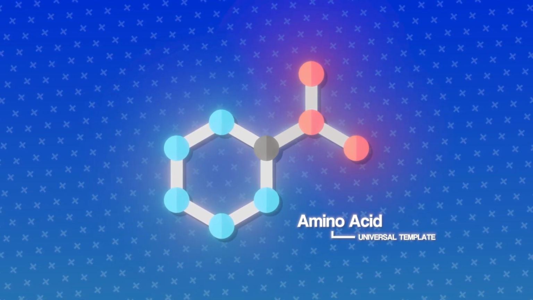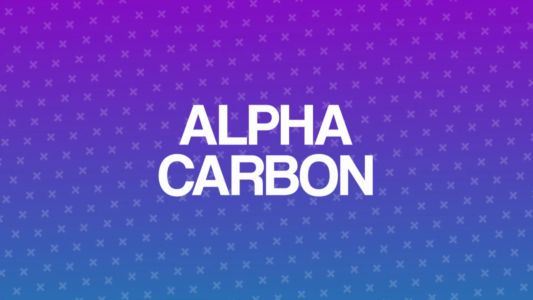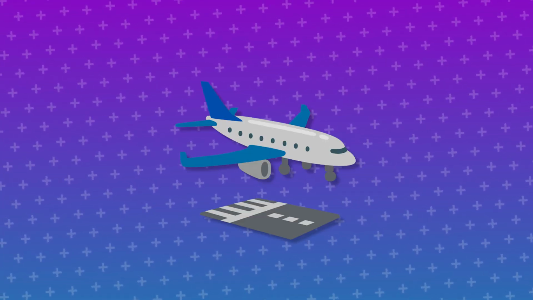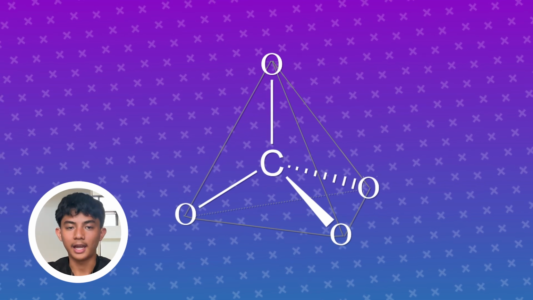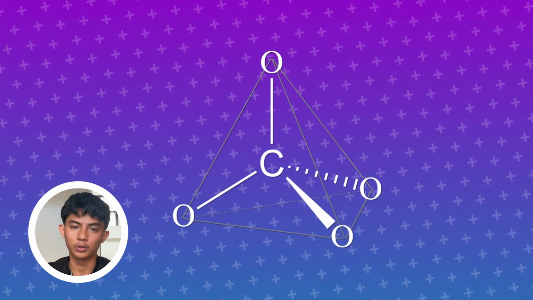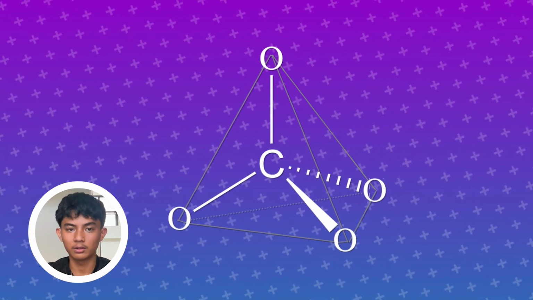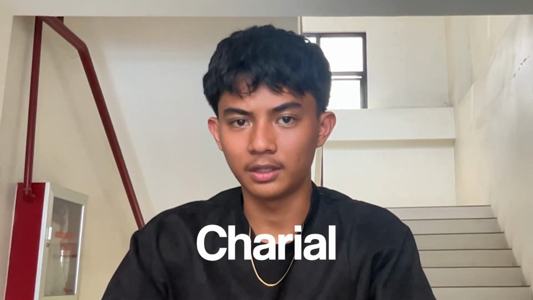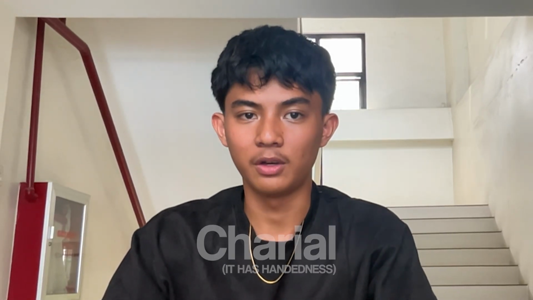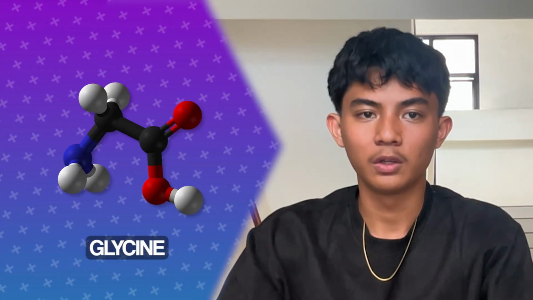centers around a single superstar. So at the heart of every amino acid, we have the alpha carbon. Think of it as a central hub in a busy airport. Everything connects to it. It has a tetrahedral geometry, which means it has a 3D shape with 4 different groups sticking out. Fun fact, this carbon is chiral. It has handedness in most amino acids except for glycine, which is the chill one without any handedness because the side chain is just a hydrogen.